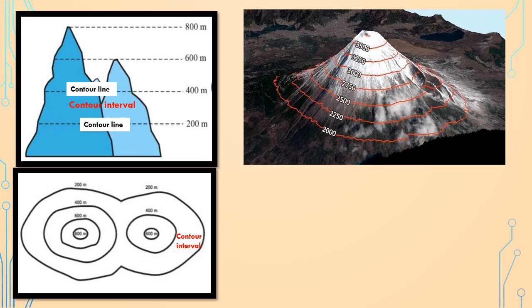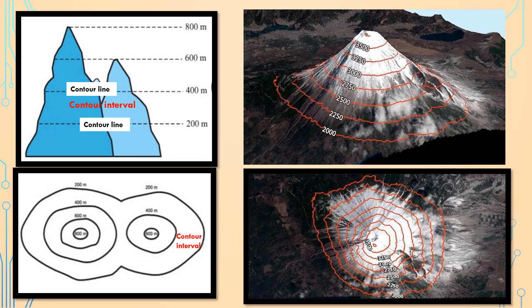Can you tell me the contour interval of this mountain? Yes, you need to find the difference between any two consecutive contour lines. Correct, the answer is 250 meter. For example, 2250 minus 2000 is equal to 250 meter, or 3500 minus 3250 is equal to 250 meter.